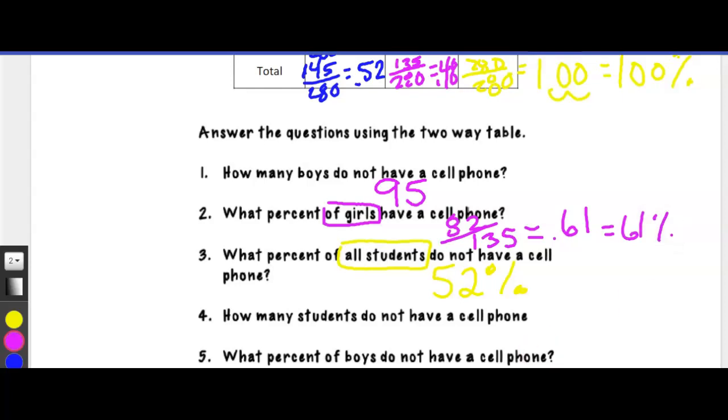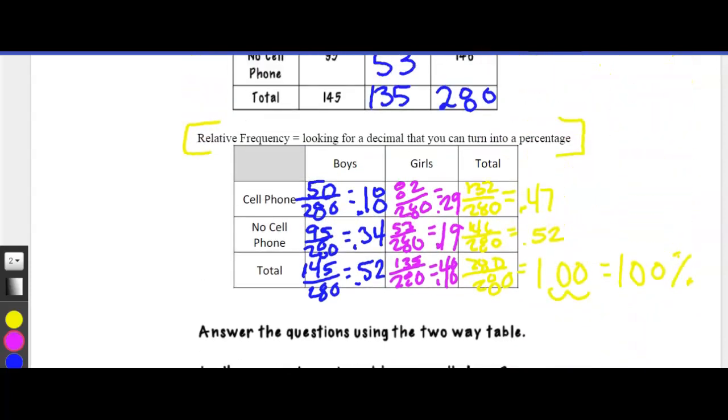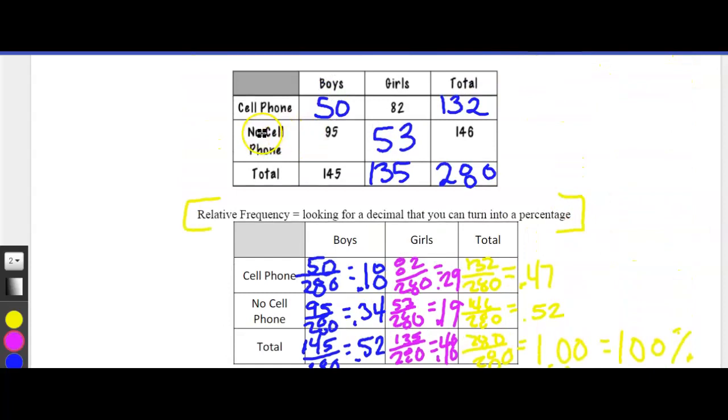All right, next one, number 4. How many students do not have a cell phone? Again, that doesn't say percentage, just how many students do not have a cell phone. So no cell phone. How many students? It doesn't say boy or girl, so just how many students? That's 146.